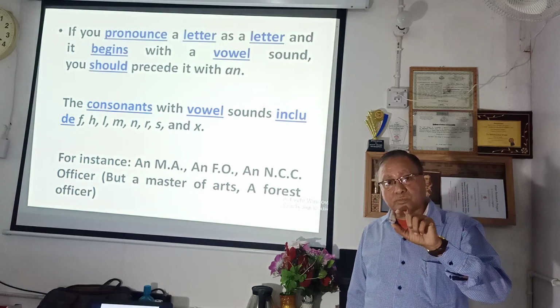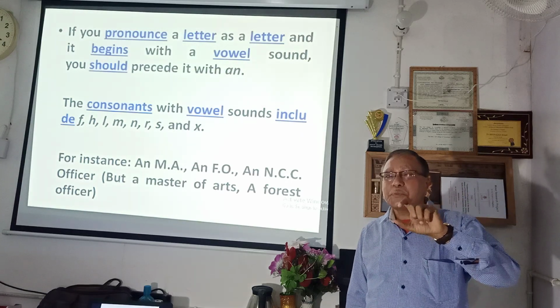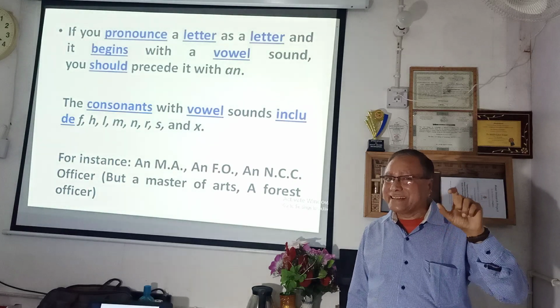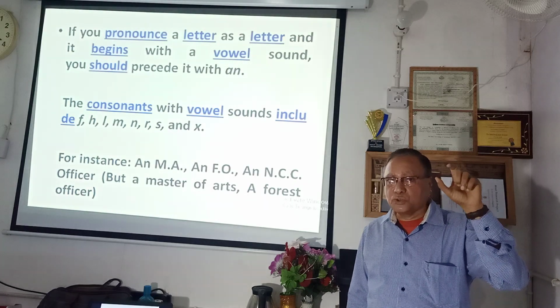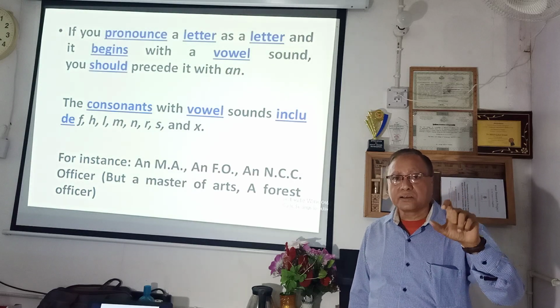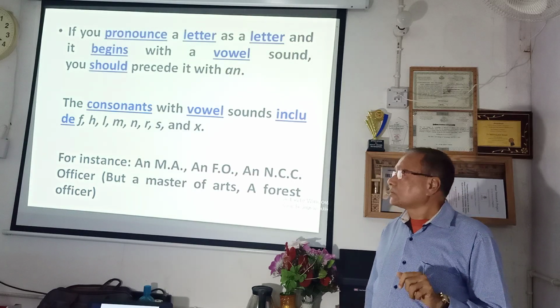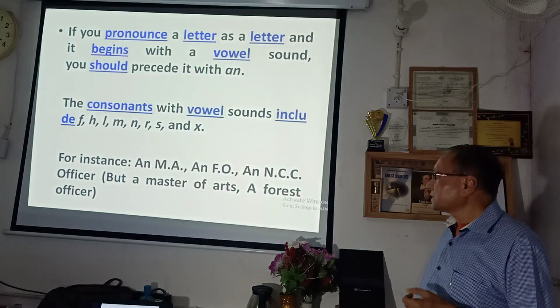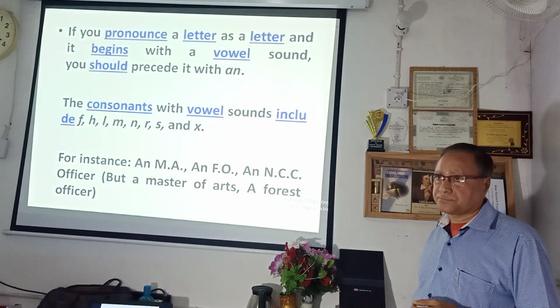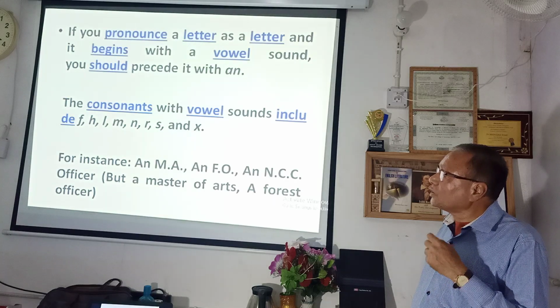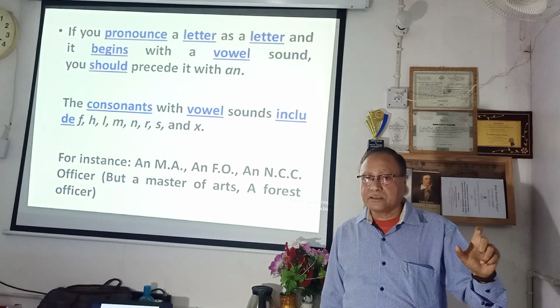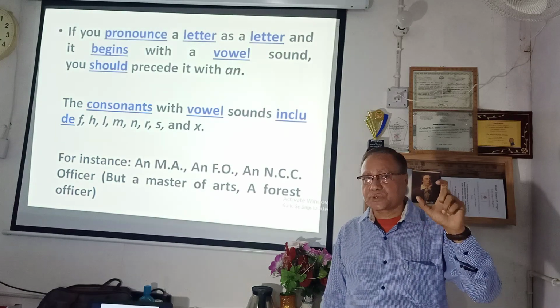But when you write or speak the full form, it is required that you use a before that. Examples: a master of arts, a forest officer. So this is a golden rule and this must be kept by you in your memory and you have to use this one.